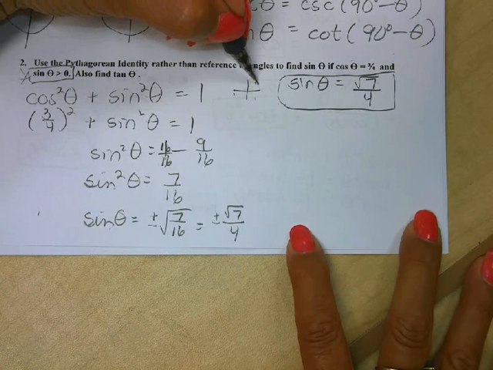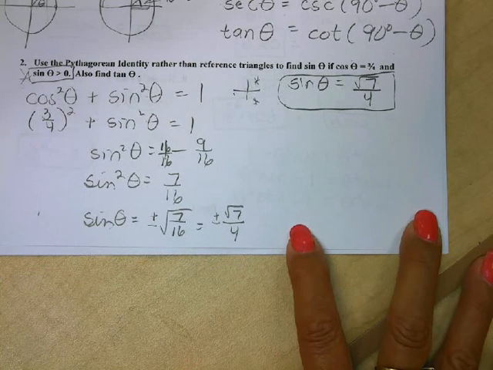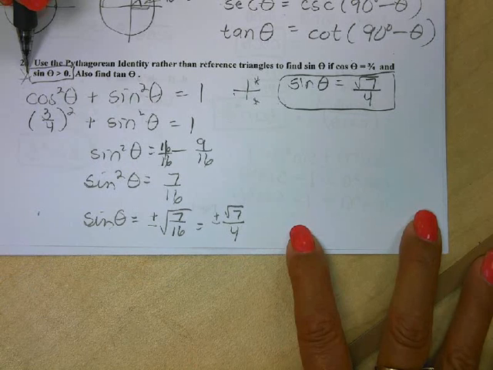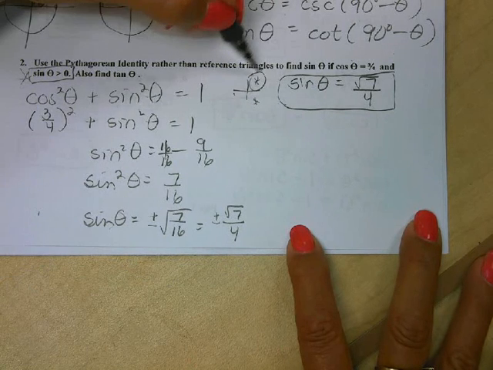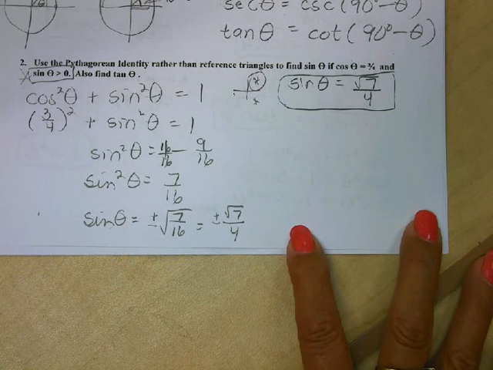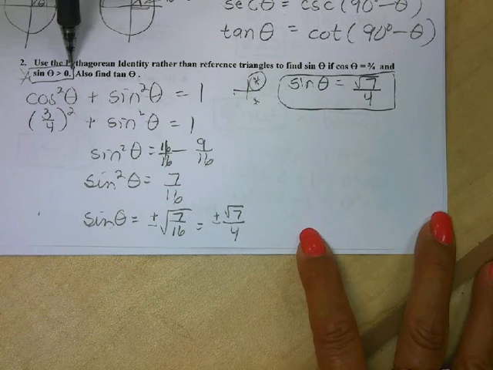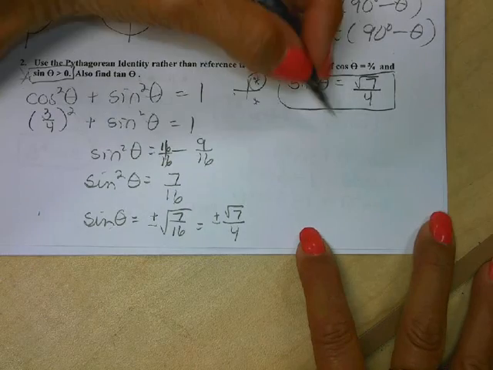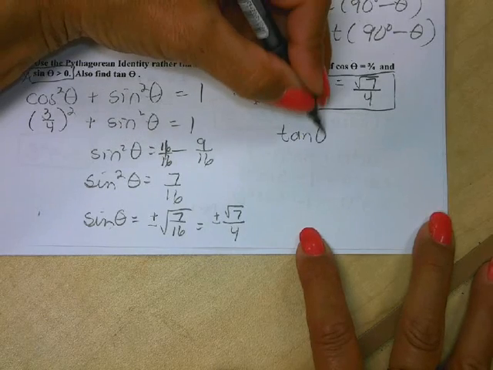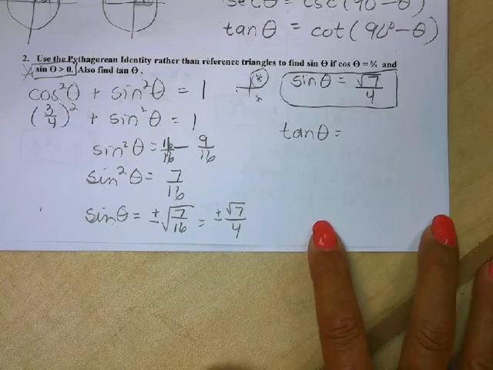Now I also know something else is true about this situation: if the cosine was positive, the cosine is the x-coordinate, so that would have meant my angle would be a first or fourth quadrant angle. But once I was given the condition that sine had to be positive, I knew that this was the quadrant my angle had to be in, because cosine and sine are positive in the first quadrant.